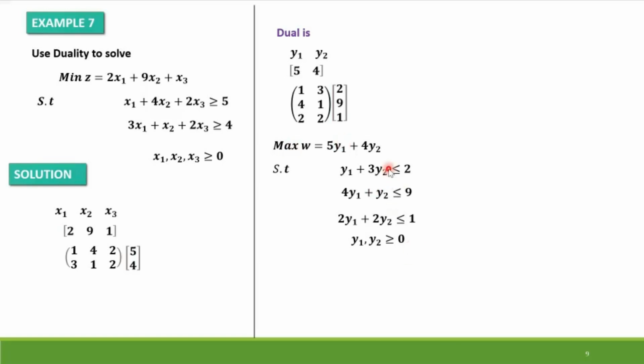So in the simplex method, what do we do? We add the slack variables S1, S2, S3, give the cost as 0, and then form the initial basic table and then proceed till all Zj minus Cj's are greater than or equal to 0.